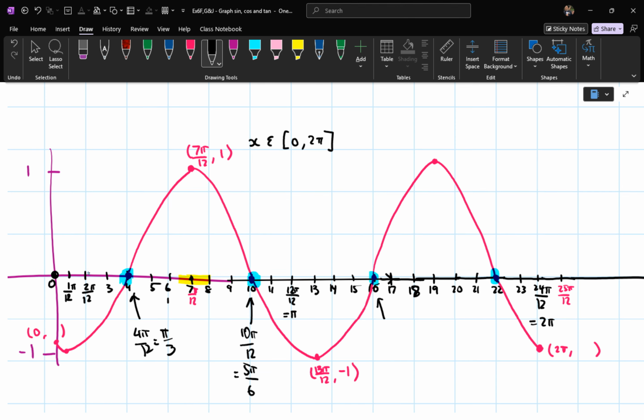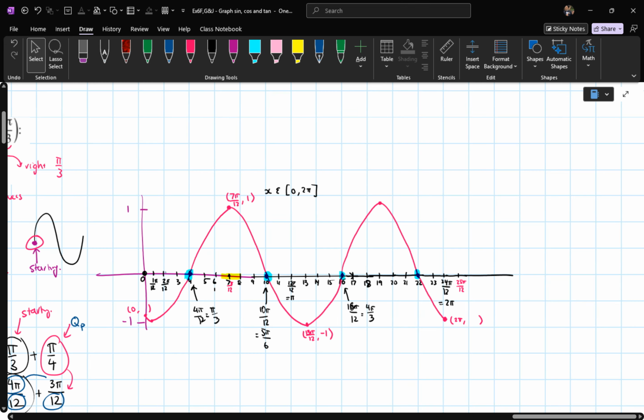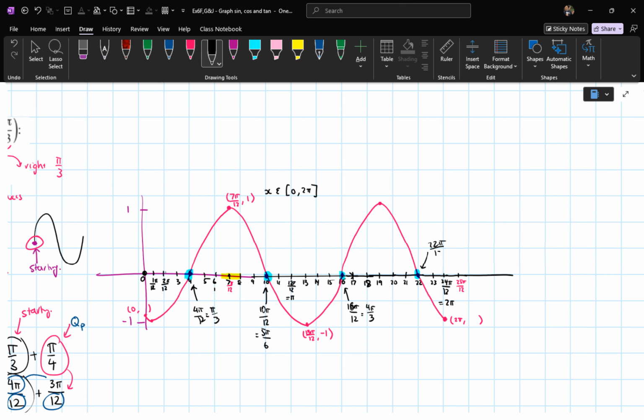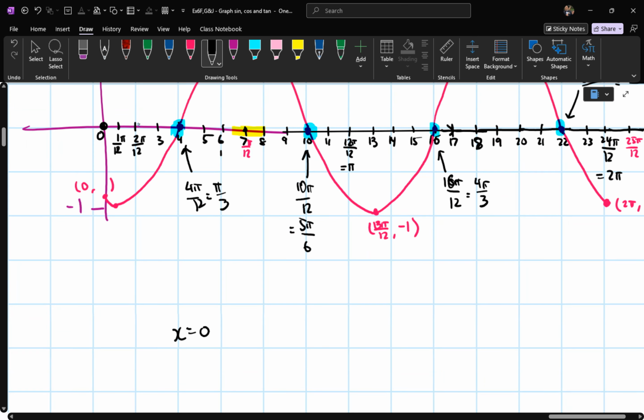And then same thing with the next one. Wait, no. What's that one? 16 pi on 12, which divided by 4 is 4 pi on 3. Okay. And then to finally finish off the sketching, we've got to find the endpoints. Sorry, this is 22 pi on 12, which is the same thing as 11 pi on 6. All right, and then to find the endpoints, we know that the starting point was when x is equal to 0, and the other one is when x equals 2 pi.